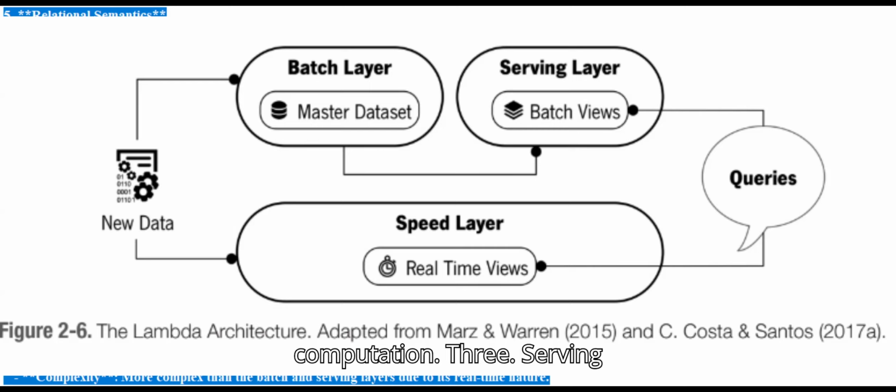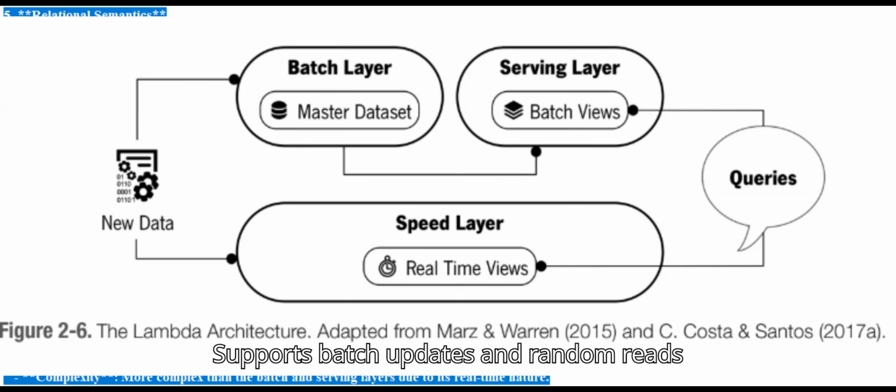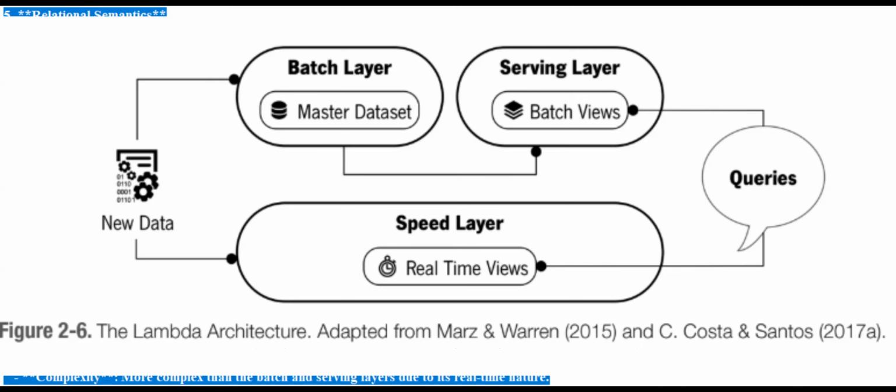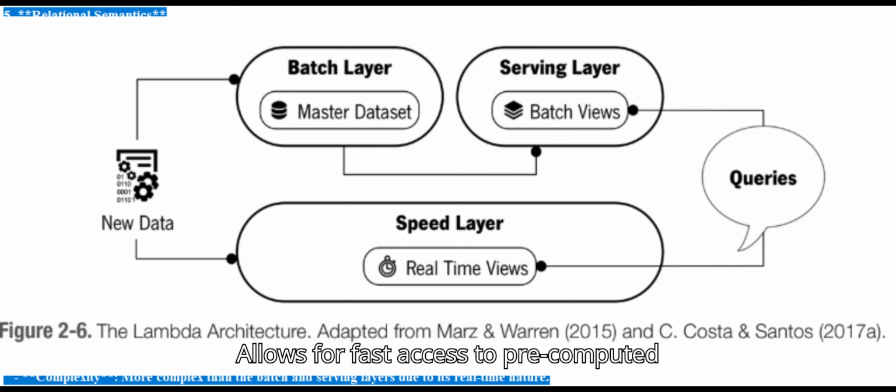3. Serving layer. Function. Stores batch views in a distributed database. Capabilities. Supports batch updates and random reads to improve query performance. Purpose. Allows for fast access to pre-computed results from the batch layer.